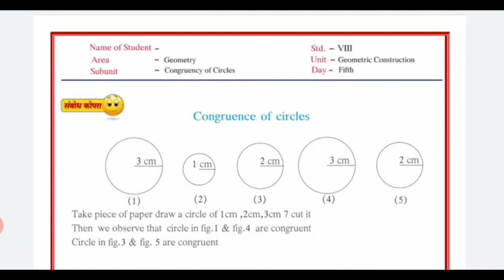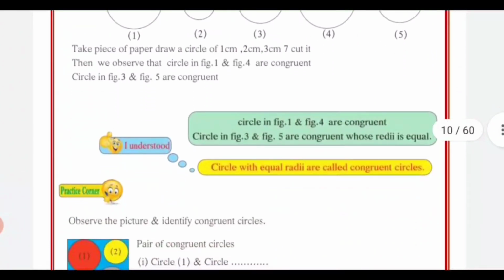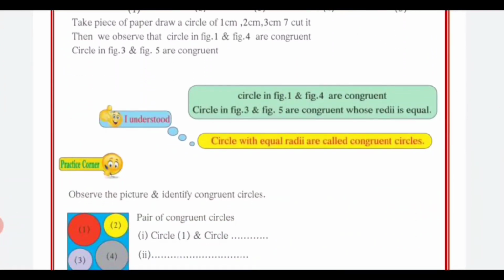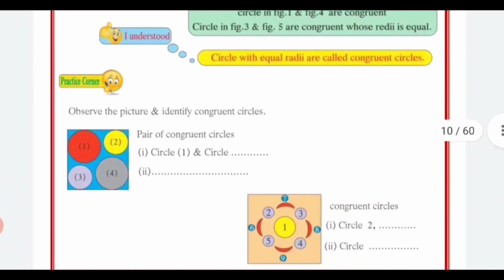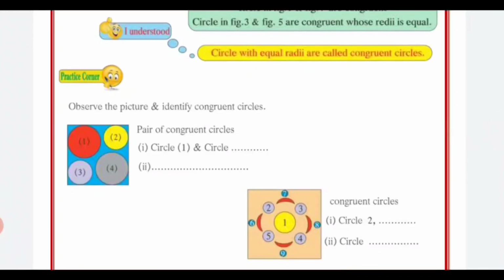Circle number 2 is not congruent with any circle here. Circle number 3 and circle number 5 are congruent with each other because they have equal radii of 2 cm each. So in this way circles with equal radii are congruent with each other. We all know that, so we have to remember. And what is given here, circles with equal radii are called congruent circles, and we have to solve this practice corner. In this practice corner we are given circles, 4 circles in the first figure, and we have to write the pairs of congruent circles.